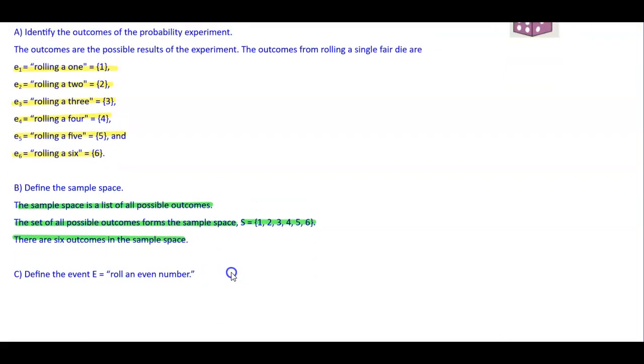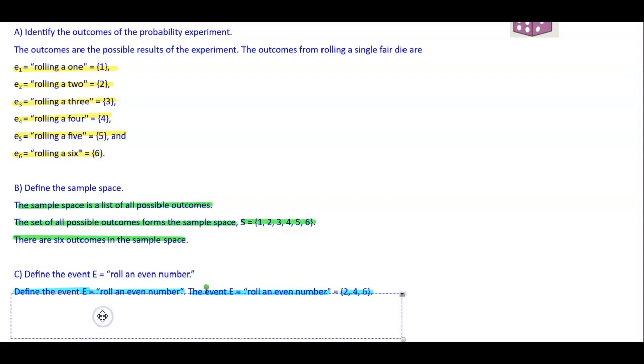Next, we want to define the event E, which is equal to "roll an even number." So the first thing we're going to do is define the event E, and we say E equals, in quotes, "roll an even number." If the event E is equal to roll an even number, then what would this set be? It would be the set of all even numbers from that sample space. The even numbers from that sample space are the set 2, 4, and 6.